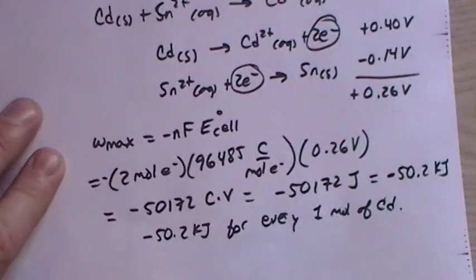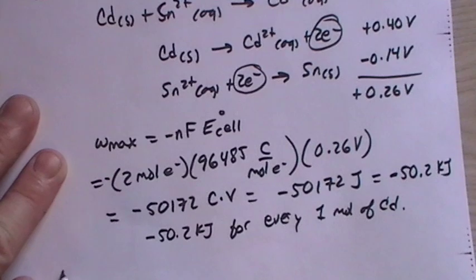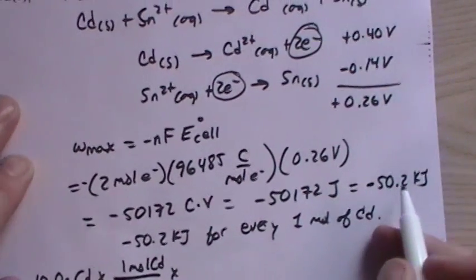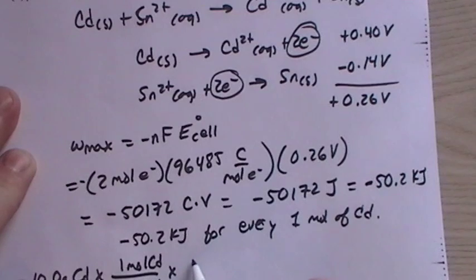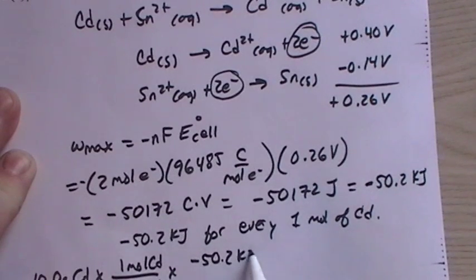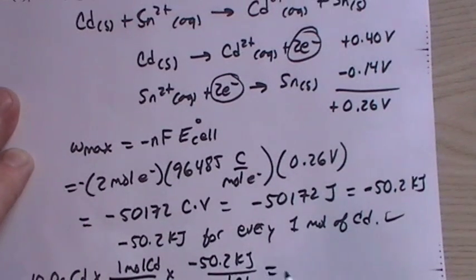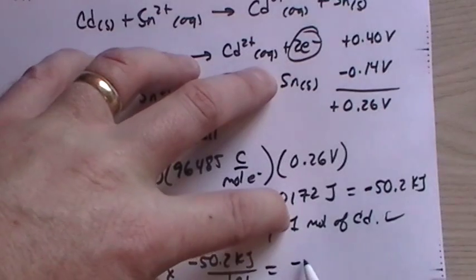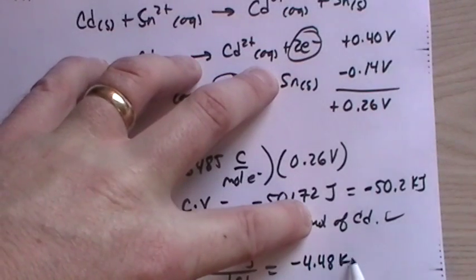So we go back to chapter 3 kind of stuff. We say that we have 10 grams of cadmium. Hopefully I can fit it in here. 112 grams of cadmium is 1 mole of cadmium. And then for every mole, we can then put in our energy term here. This is minus 50.2 kilojoules per mole of cadmium. That's what we said here. So when we work this through, we have 10 divided by 112 times 50.2. And this comes up to be negative 4.48 kilojoules.